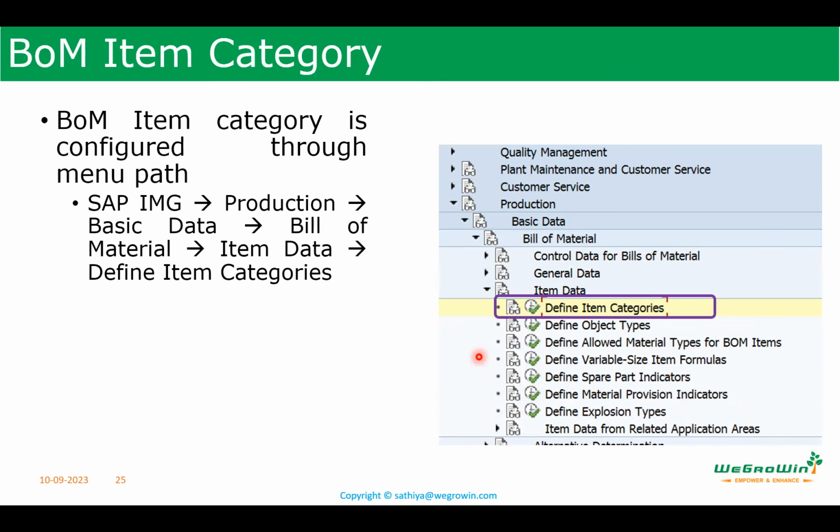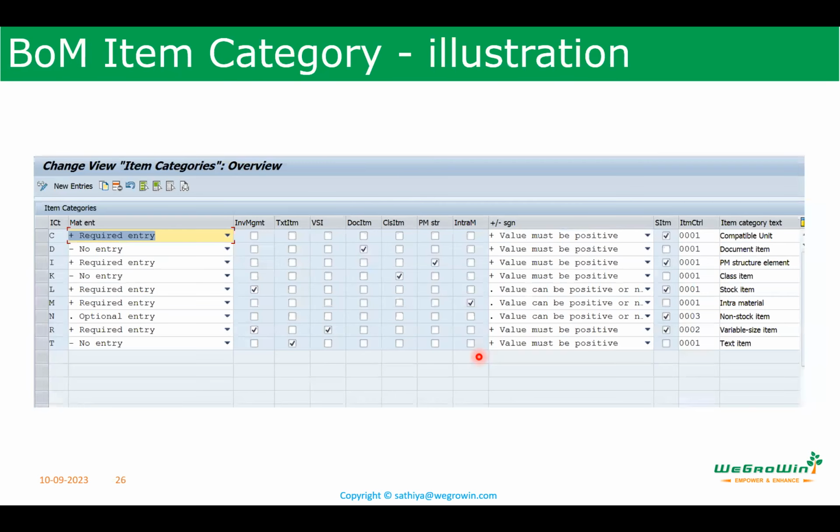Item category. In BOM, we have item category, stock item, document type. Like this, there are many things out there. These item categories are defined here. Like C is a required entry, D means no entry. All these things are defined here, such as compatibility, document item, PM structure. Like this, the details are here.